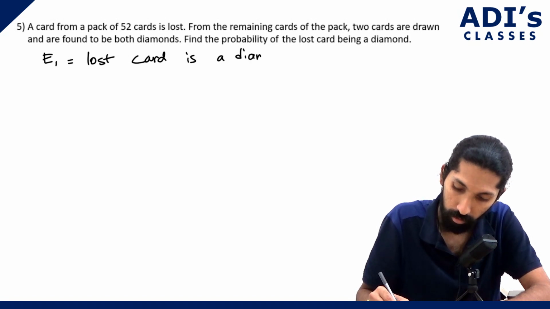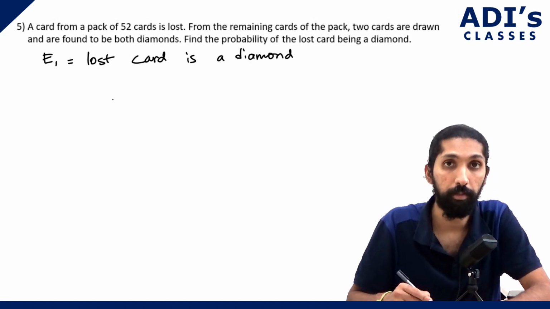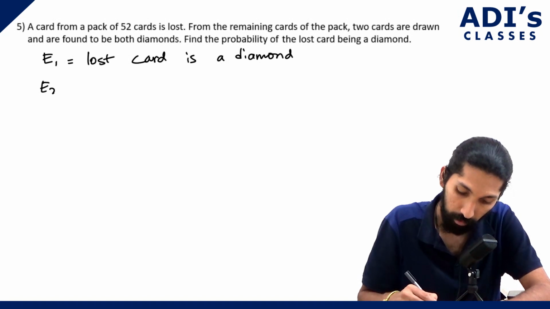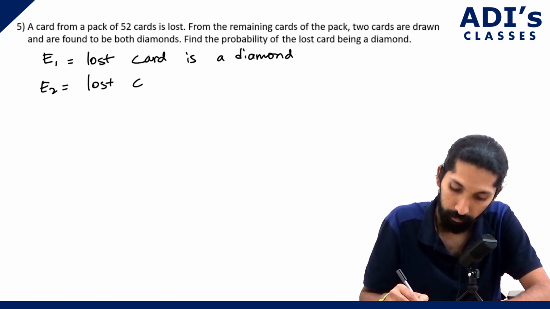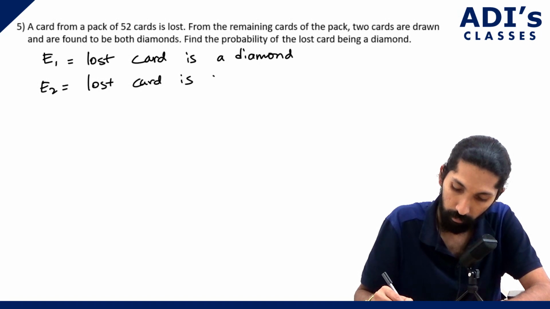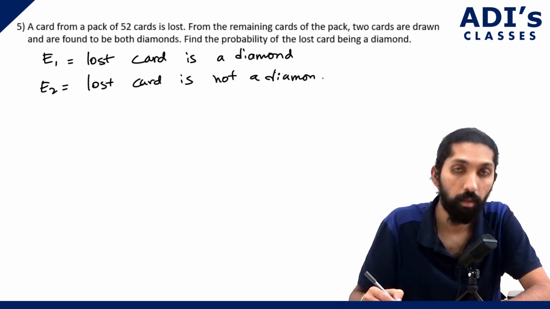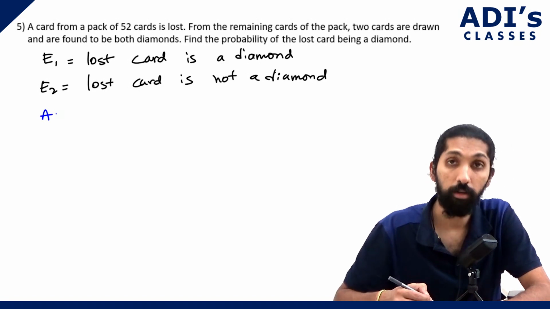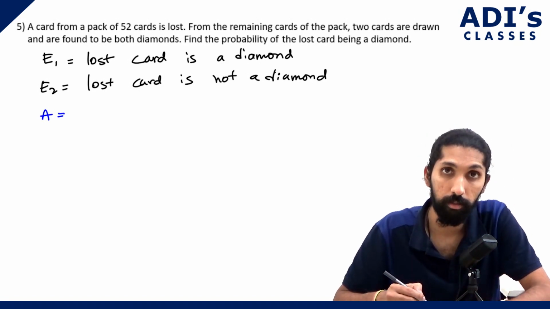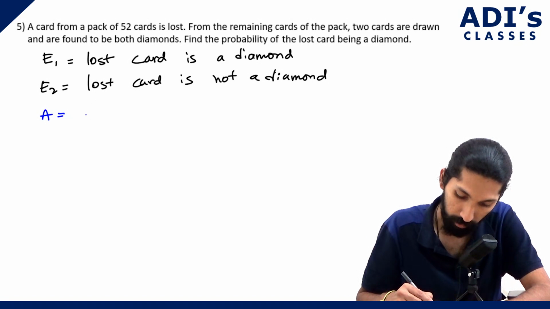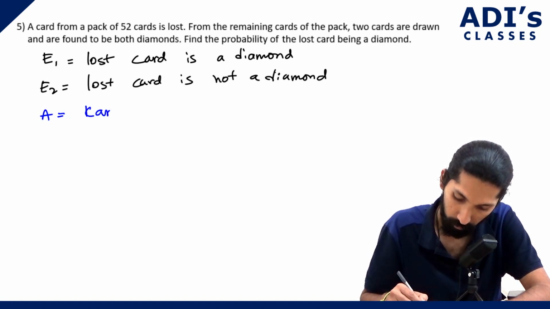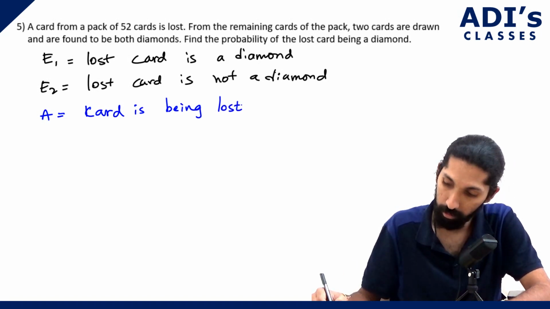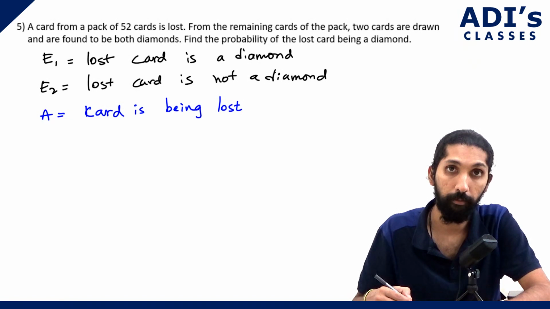The lost card is a diamond. And E2 is the lost card is not a diamond. Fair enough? Now we have event A. A is what? That the card is being lost. Isn't it? So, a card is being lost. This is the event A, what we have.